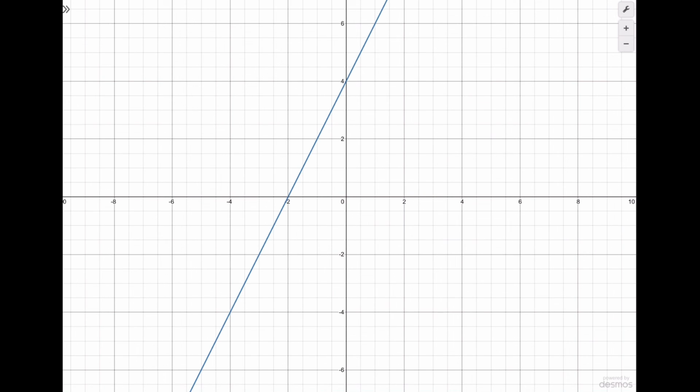Let's begin. So we have 2 points: (0, 4) and (negative 2, 0). Now we can get the slope. Slope is y2 minus y1 over x2 minus x1. So y2 is 4 minus y1, 0. 4 minus 0 over 0 minus negative 2, which is equal to 4 over, negative and negative becomes a positive, positive 2. That makes the slope equal to 2.